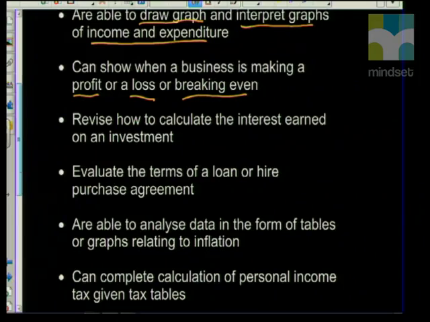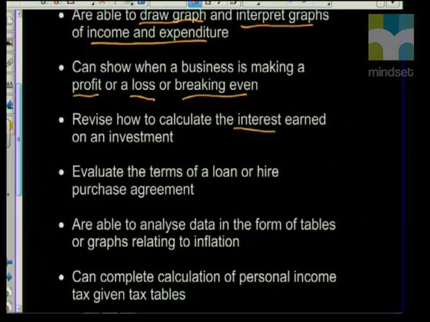Also remember that you need to recognize the importance of interest calculations. These could be for loans or for savings. Make sure you've got the understanding of what interest is and how to calculate it. We'll go through some of those. So calculate interest earned on an investment or a loan.